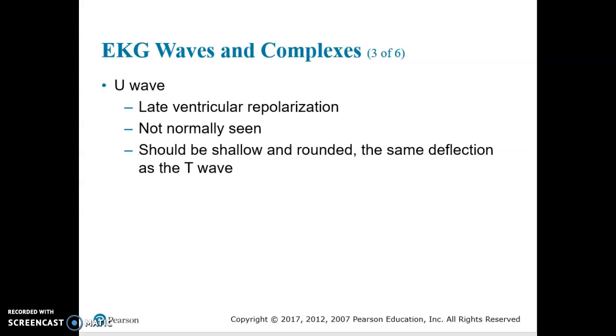And then we have a U wave. The U wave is late ventricular repolarization. It's not normally seen, but it can be seen. If the U wave is present, it's going to follow that T wave. It should be shallow and rounded, the same deflection as the T wave. If the T wave is upright, the U wave should also be upright, if you see the U wave.